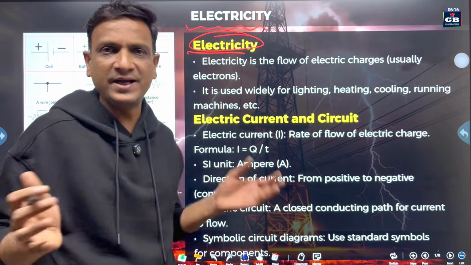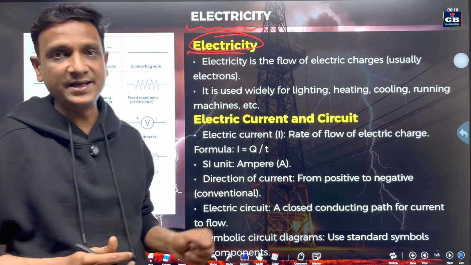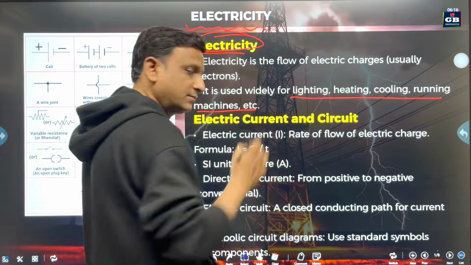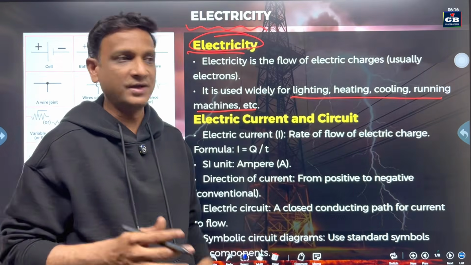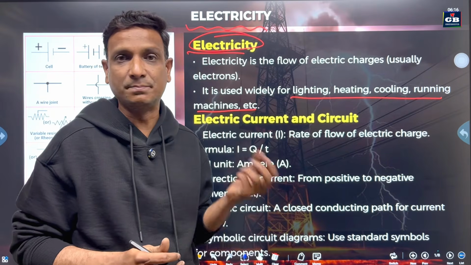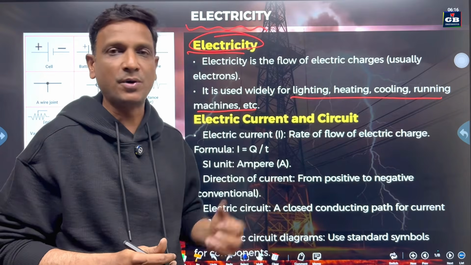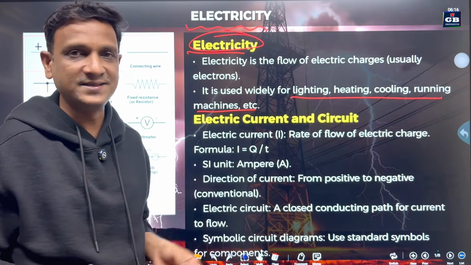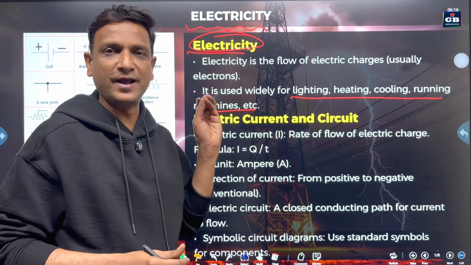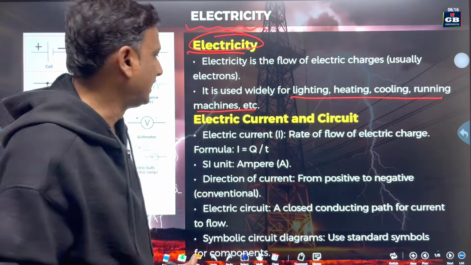Why do we need electricity? We need electricity for lighting, heating, cooling, running machines. For all these purposes we need electricity. Even now vehicles are being run by electricity, electric cars and electric bikes. So electricity is a very important and inevitable part of our life. Without electricity, I cannot make this video. You cannot see the screen, right? For everything we need electricity. Most of the tasks are done by electricity.